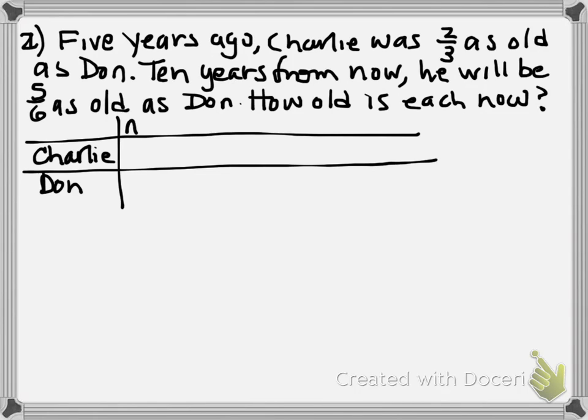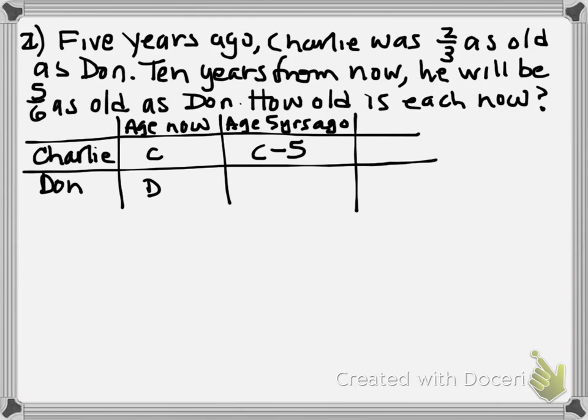So that always is our first column, age now. And that's where the C and the D show up. Okay? Now, they talk about the age in the past. Age 5 years ago. So how am I going to write Charlie's age 5 years ago if he's C now? C, what am I going to write? Minus 5. And then Don would be D minus 5.